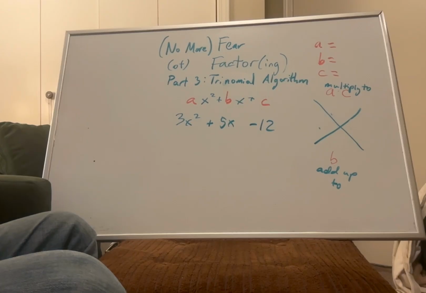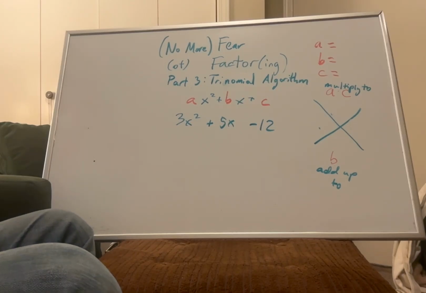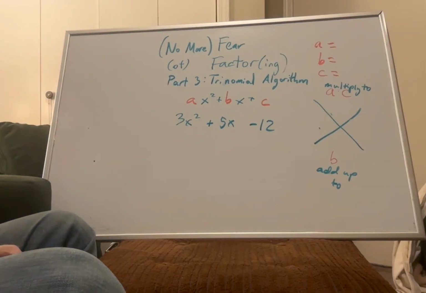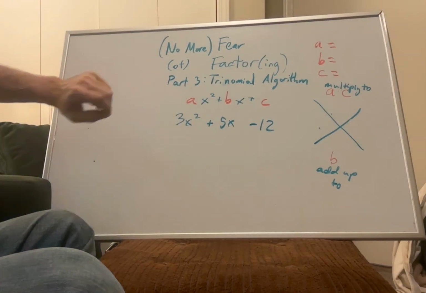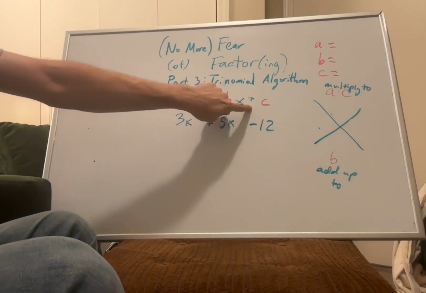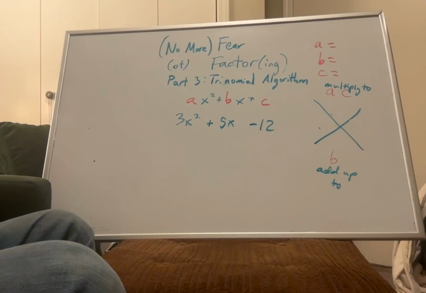So we're going to keep going on our No More Fear of Factoring series. We're going to take a look once again at our trinomial algorithm. We're going to see how it works for polynomials where we have once again a quadratic of this form, ax squared plus bx plus c. But now we're going to look at the case where a is not equal to 1.